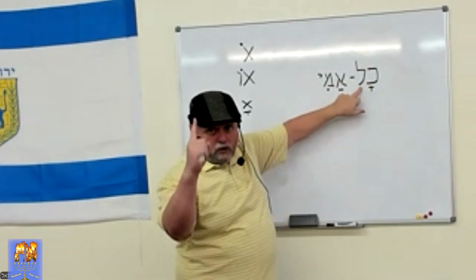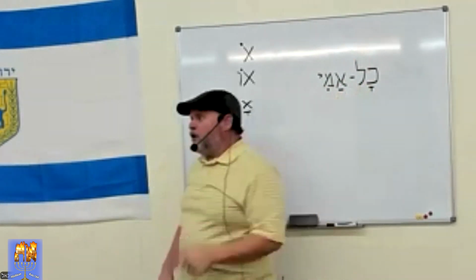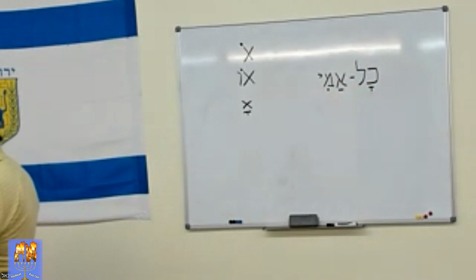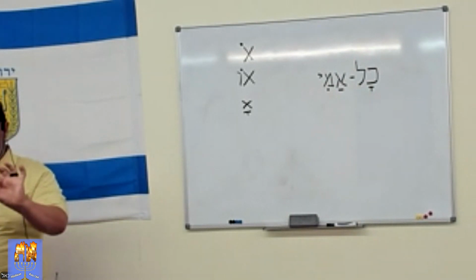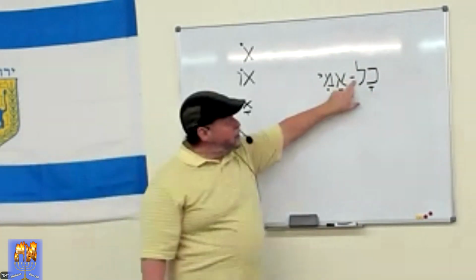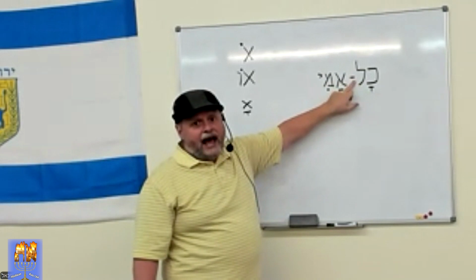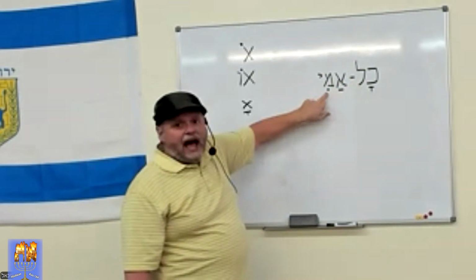That fulfills number one. Where are most Hebrew words accented at? On the end. This is a hyphenated word, so where is our accent at? On the end of ami.